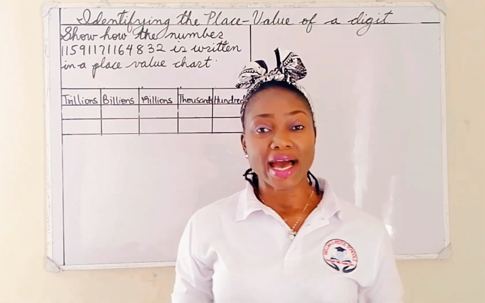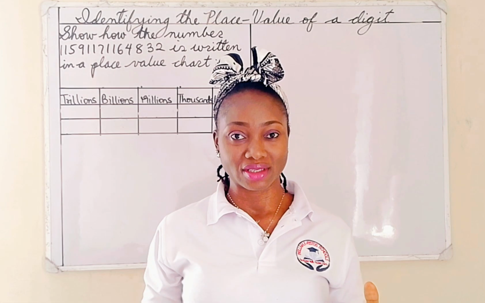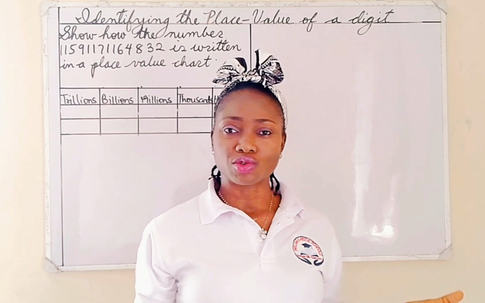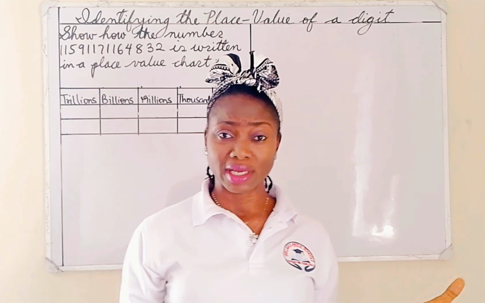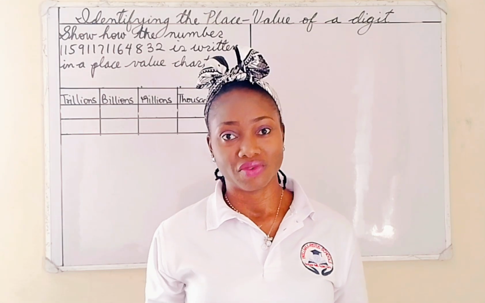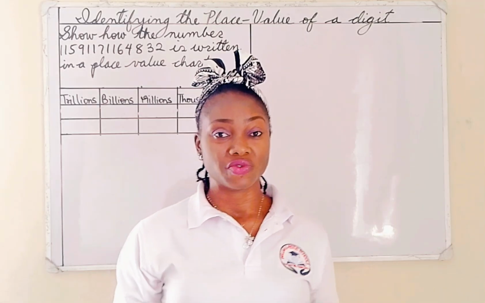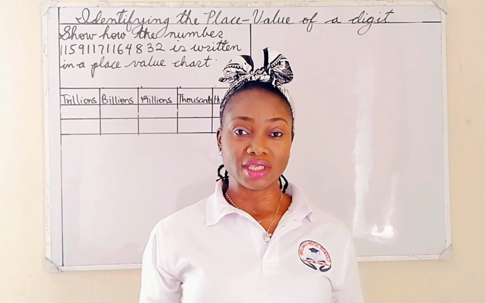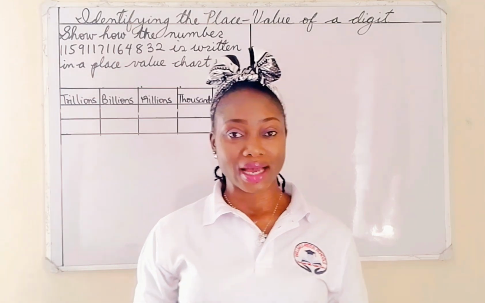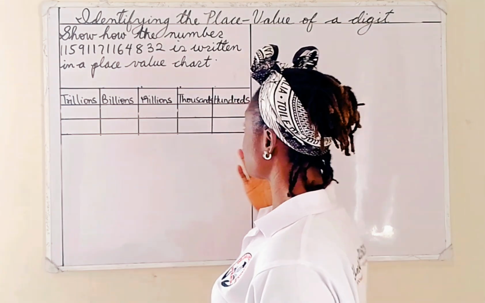Today we're going to be learning how to separate the place from the value of numbers. Some of our friends have been finding it difficult to differentiate these two from each other. Some mistake the value for the place and some mistake the place for the value. So I'm going to show you some helpful tips on how to identify the place and the value of numbers using some simple examples.